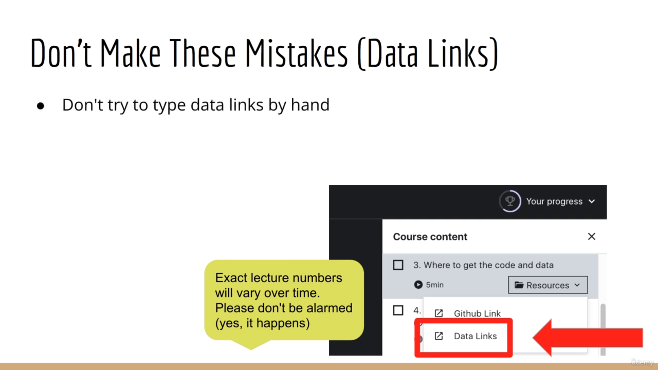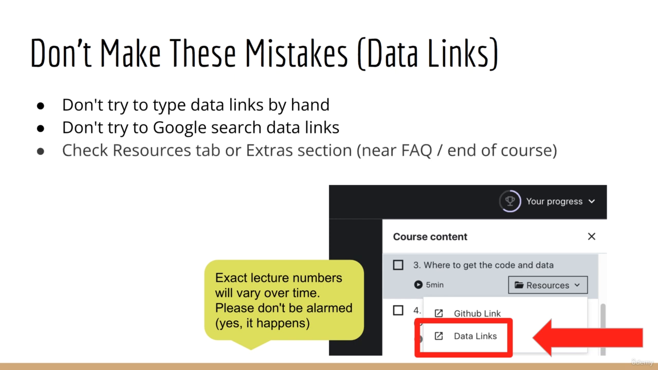Okay, so what is this big mistake that I don't want you to do? I don't want you to type any data links you see by hand. And I don't want you to Google search the links for the datasets in this course. Okay, so just to repeat that: do not type data links by hand, and do not Google search the data links. Why? Because the data links are already given in this lecture. Just click the Resources tab or go to the Extras section, and you will see a link to a document containing all the data links for this course.